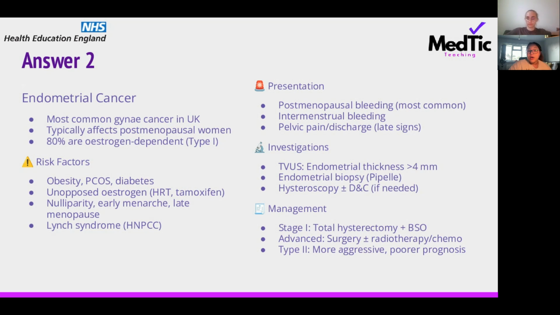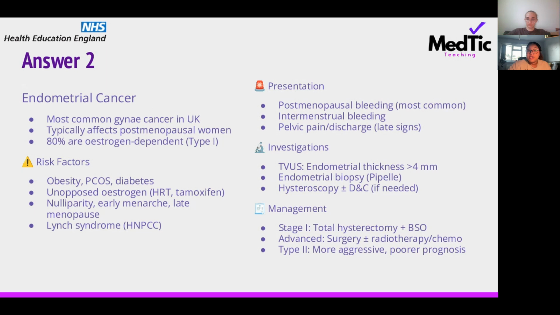And again, most commonly postmenopausal bleeding. A lot of women might also experience some pelvic pain or a change in their discharge. Or, for instance, if they're still having their cervical smears and they experience some bleeding, that could also be something to be aware of.